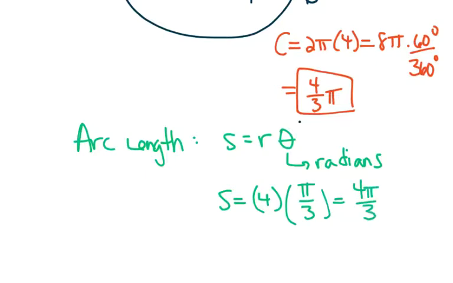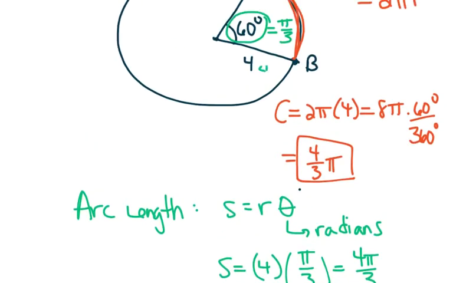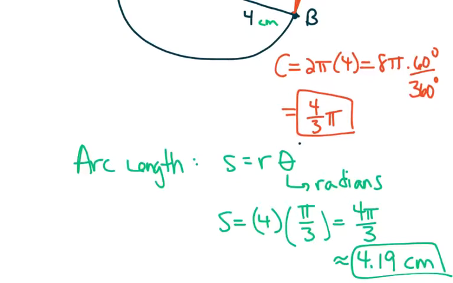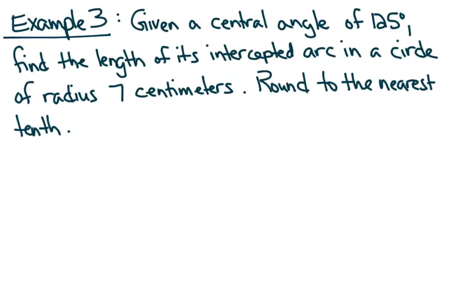Now, usually for arc length, we're going to multiply this out. So I would do 4 times pi divided by 3 and actually get approximately 4.19, whatever the units of measurement are. So if I call this centimeters, then this would be centimeters. But instead of finding what fraction of the circumference I was using, I'm instead going to find the arc length by plugging in theta in terms of radians. So let's try this formula again.